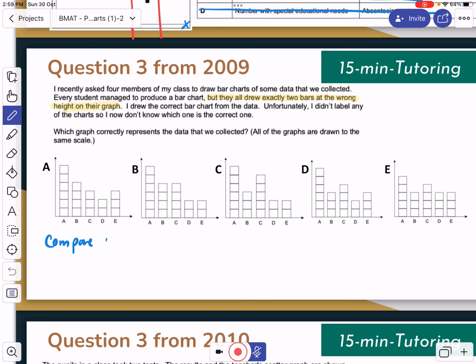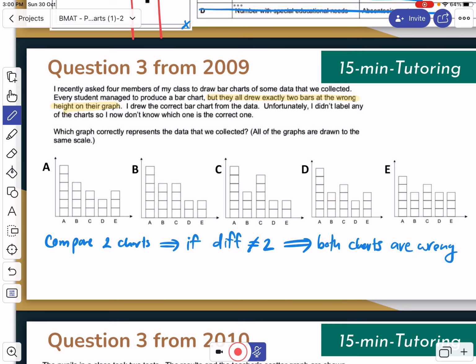Compare 2 charts. If the difference is not 2, it is impossible that you are comparing the right one to the wrong one, which means both of them need to be the wrong one. So both charts are wrong. Okay. Let me repeat the rule again. Compare 2 charts. If the difference is not 2, we know right away both of them are wrong.